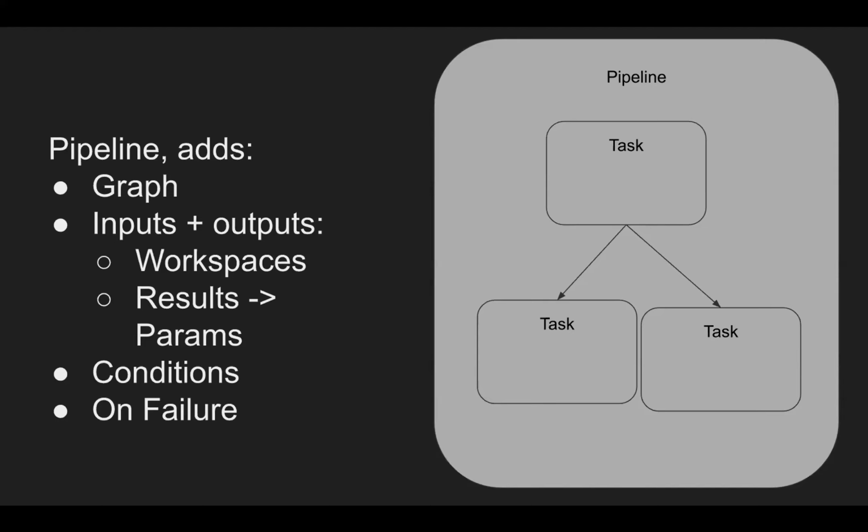And then we're adding in other things that people need, like being able to express conditions, like only execute this if it's running against master, or things to do on failure, like if this whole thing fails, you should update the pull request, or you should send a message to Slack, that kind of thing.